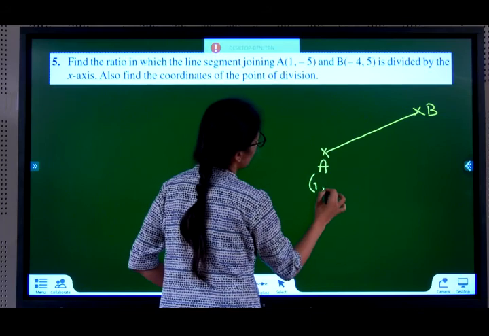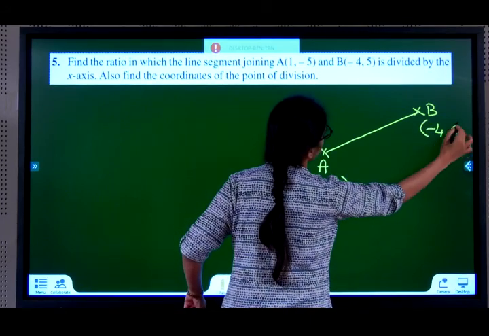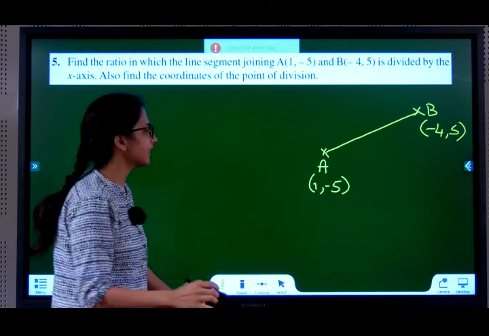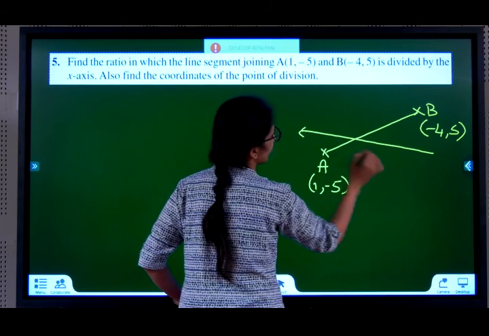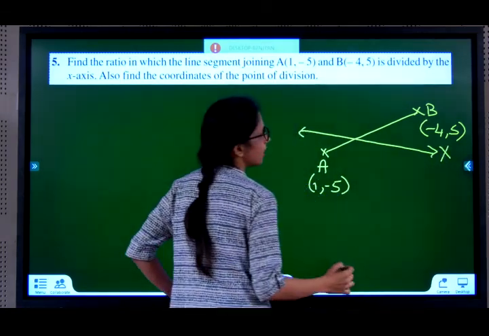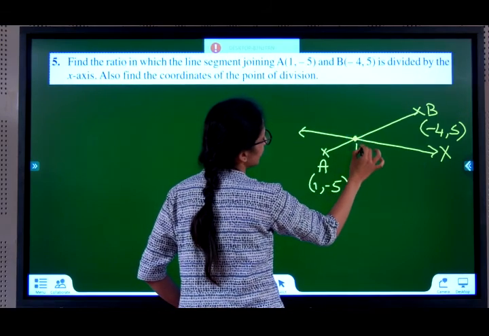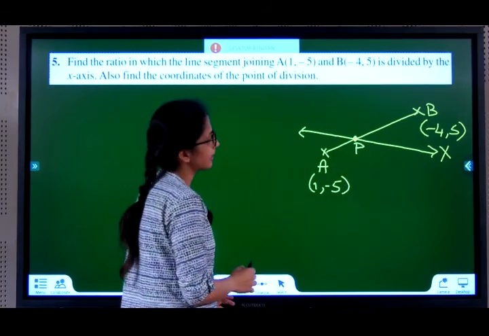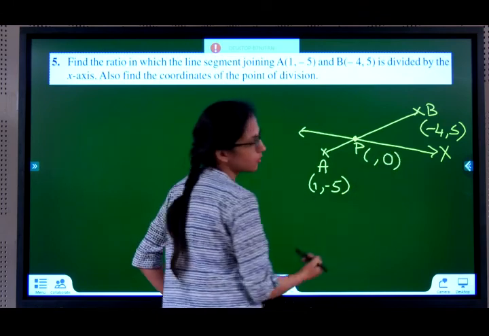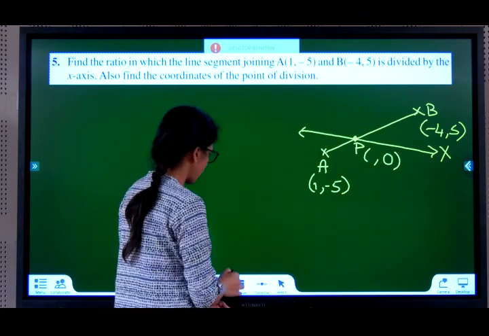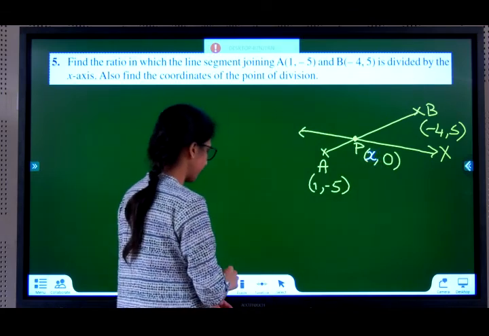A is (1, -5). B is (-4, 5). It is divided by the x-axis. If this is the x-axis, this is a point lying on the x-axis. If this is a point lying on the x-axis, the y-coordinate is 0. What about the x-coordinate? We don't know the value. We have to find it.